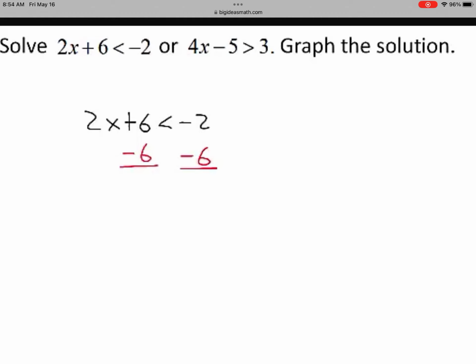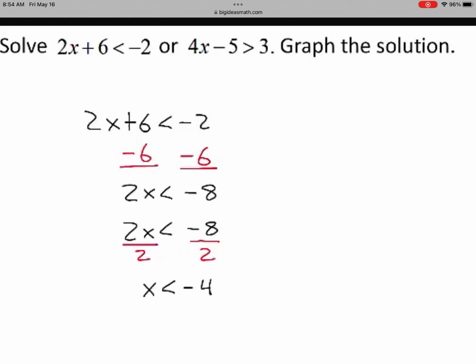Because 6 - 6 is 0 and -2 - 6 is -8, 2x < -8. Next, use the division property of inequality. Divide each side of the inequality by 2. 2x divided by 2 is less than -8 divided by 2. Because 2 divided by 2 is 1 and -8 divided by 2 is -4, x is less than -4.